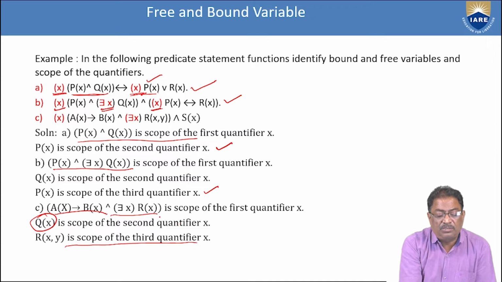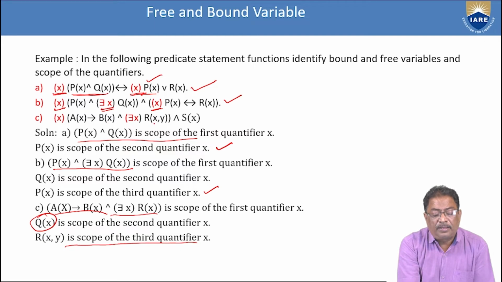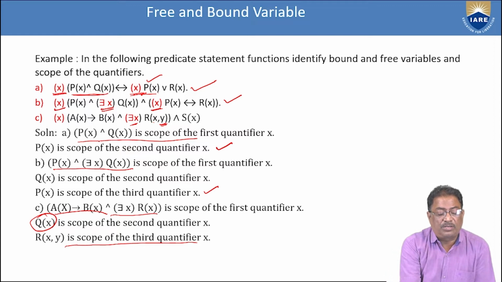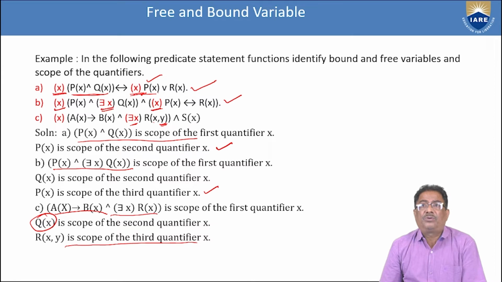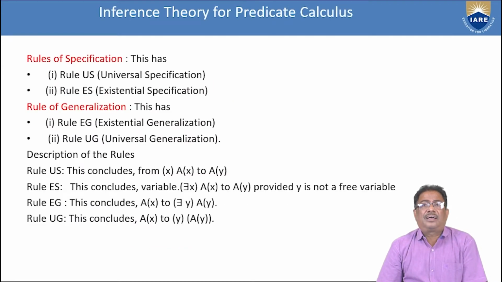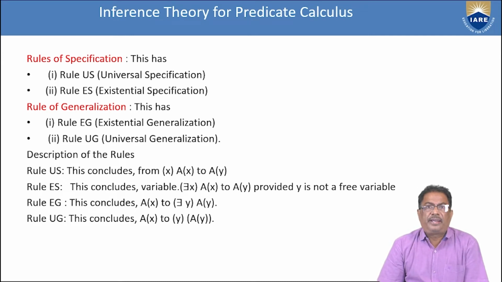And of course, there is no Q of x, and here y is the free variable. Y is not quantified. We are not mentioning anything about y. So y is a free variable, whereas x is the bound variable. X is the bound variable. This is the way that we identify which are the free and which are the bound variables.